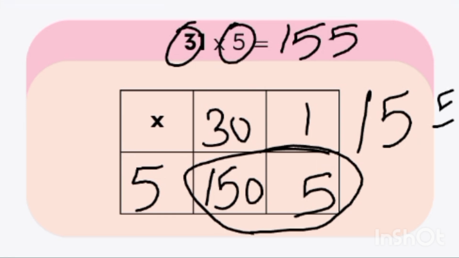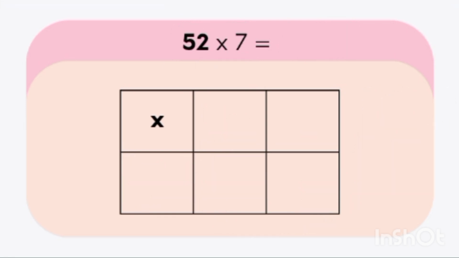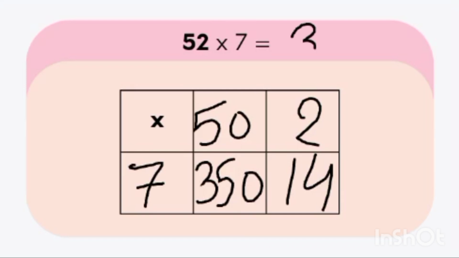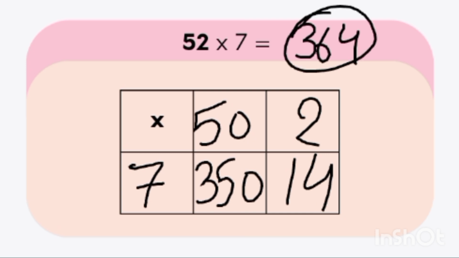Then we have another example: 52 multiplied by 7. We can partition 52 into 50 and 2 according to the place value, and then multiply: 50 times 7 equals 350, and 7 multiplied by 2 equals 14. Now we need to add them both, and we get 364. So 52 multiplied by 7 equals 364.